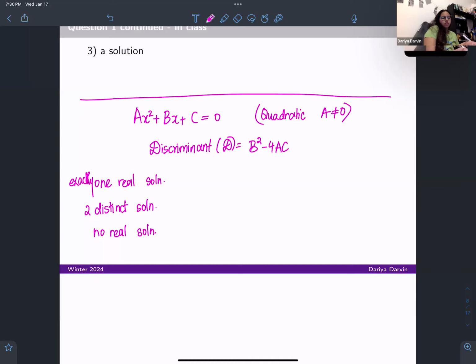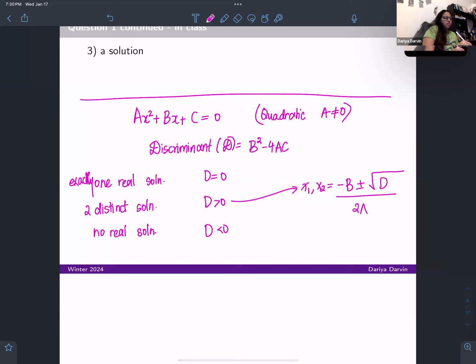Guys, you should know this. Okay, this means D equals 0. Okay, what is it here? Greater than 0. Excellent. And what is it here? Excellent. Now, if it's two distinct solutions, what are my solutions? Okay, it's a bit hard to write. I'll write it down. Minus b plus or minus square root of the discriminant divided by 2a.